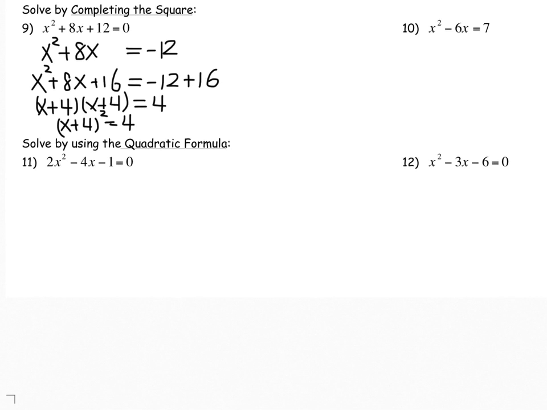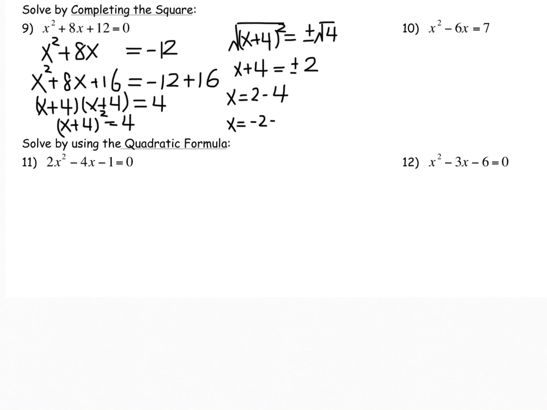So a square equals a number. How do I figure out the x value? I'm going to take the square root on both sides. And I mentioned this several times: make sure you put positive and negative. The square root and square cancel each other, so on the left hand side I'm left with x plus 4. The square root of 4 is 2. So my answer is going to be positive 2 minus 4 and negative 2 minus 4.